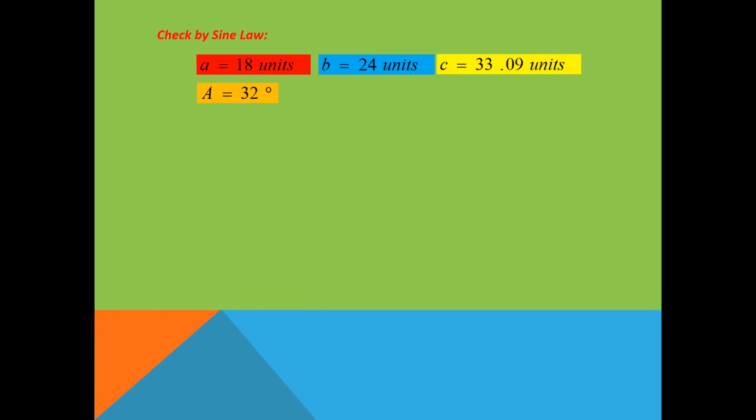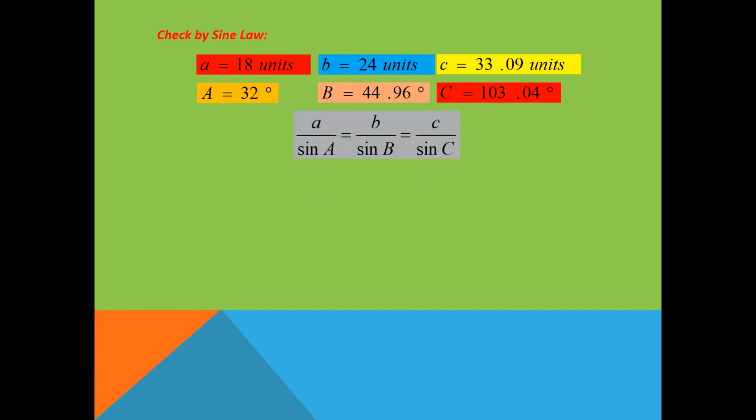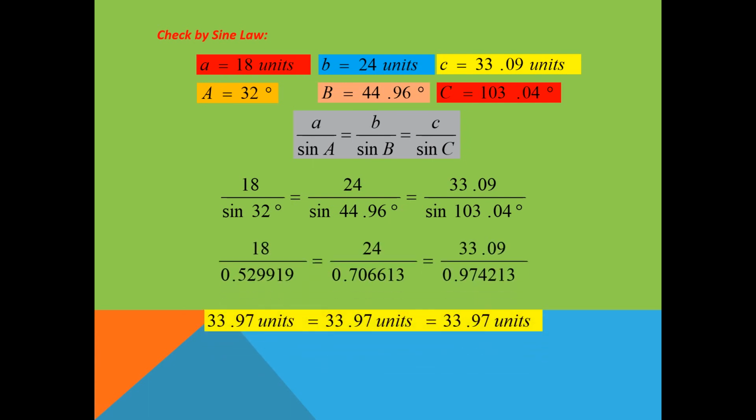Our solution: A is equal to 18 units, B is equal to 24 units, C is equal to 33.09 units. Angle A is 32 degrees, angle B is 44.96 degrees, angle C is equal to 103.04 degrees. Using sine law, A over sine A equal to B over sine B equal to C over sine C. Simply substitute all the values. 18 over sine 32 degrees equal to 24 over sine 44.96 degrees equal to 33.09 over sine 103.04 degrees. The answer is 33.97 for the whole values. Therefore, our answer is correct.